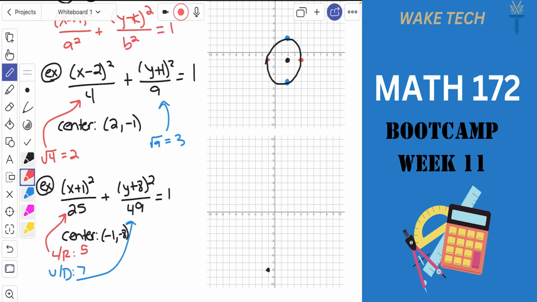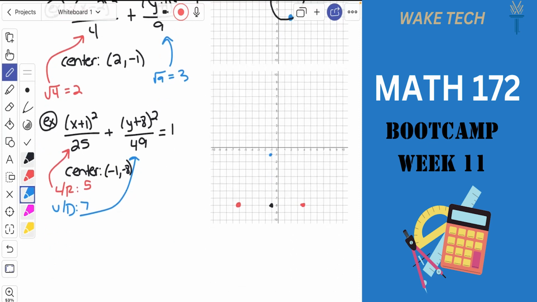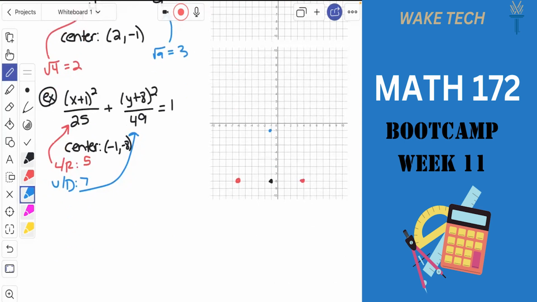So from the center, we'll go 5 units to the right and 5 to the left. We'll go up 7 and down 7. I'm going to be off of the grid there, but somewhere around there, maybe a little lower. Once we have those 4 points, we can connect the dots to generate the graph.